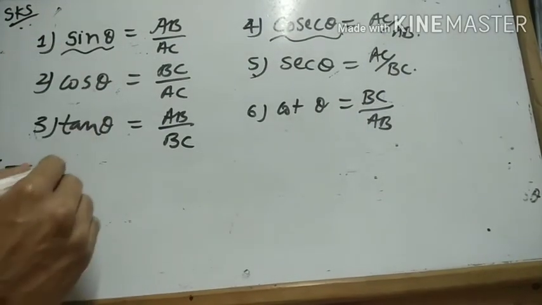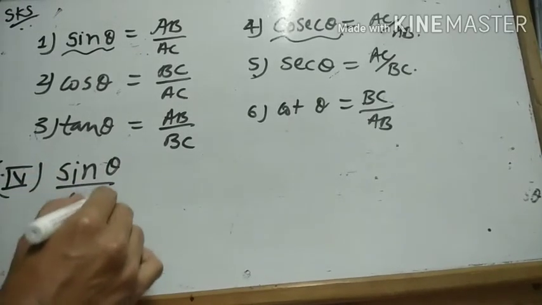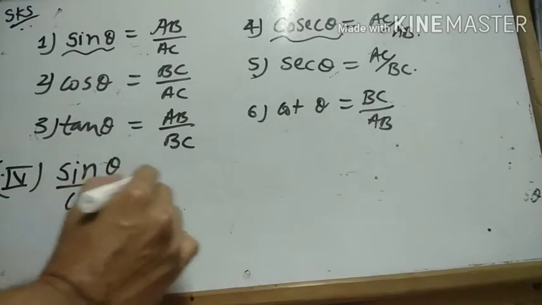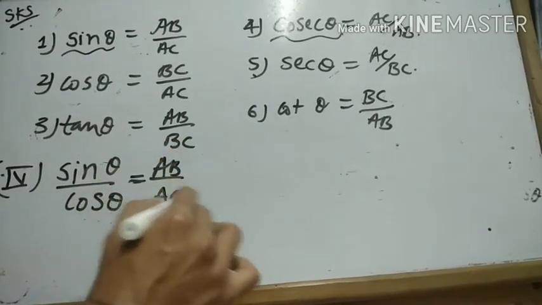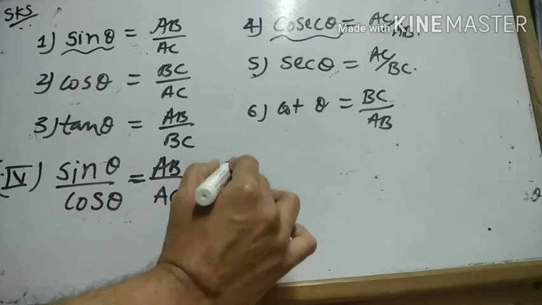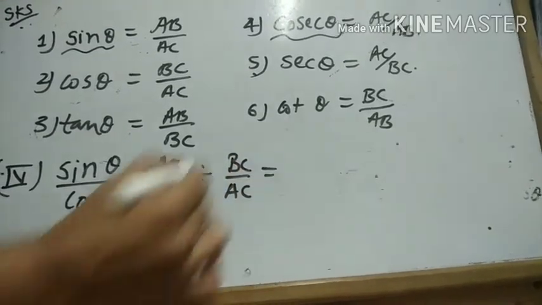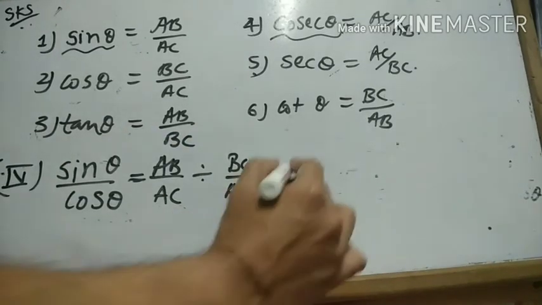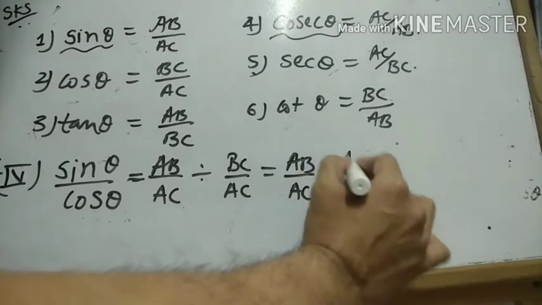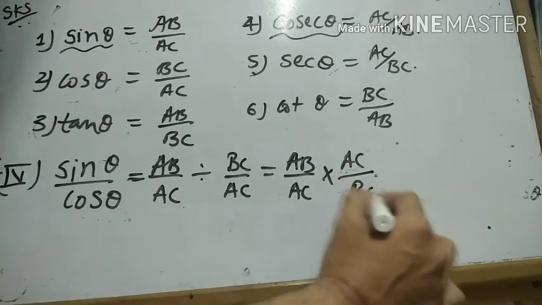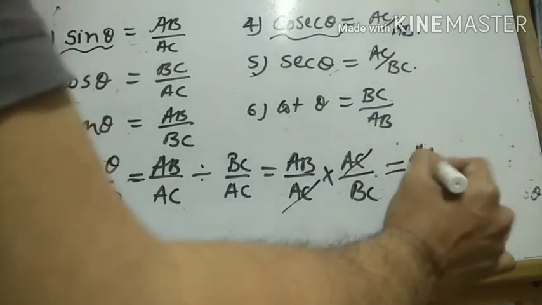I am dividing sine theta by cos theta. Sine theta divided by cos theta. Just try to understand this very well. AB over AC divided by BC over AC. If I want to remove this division sign, I have to write down multiplication sign over there and multiplicative inverse of the next ratio. So AC and AC will get cancelled. I am getting AB upon BC.